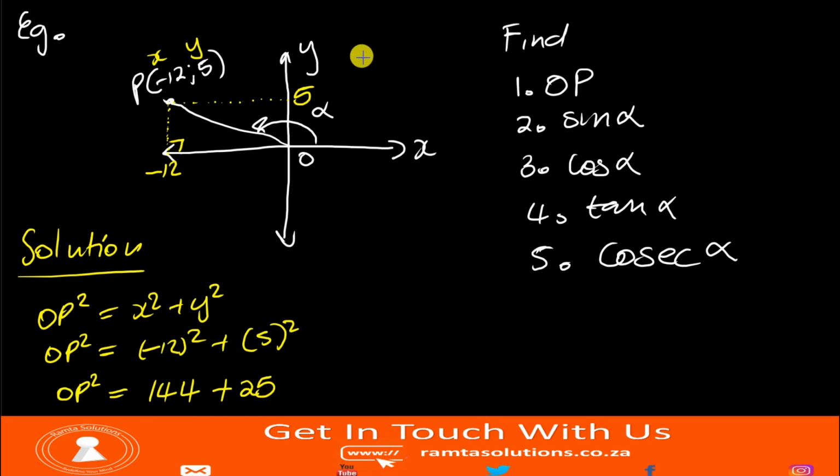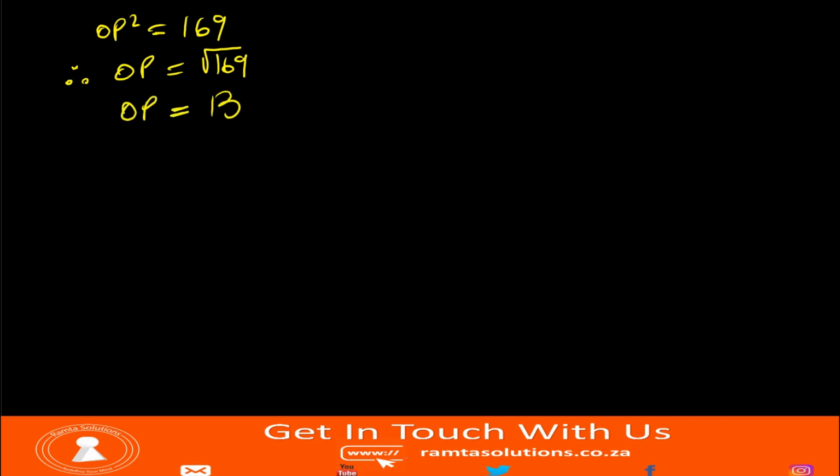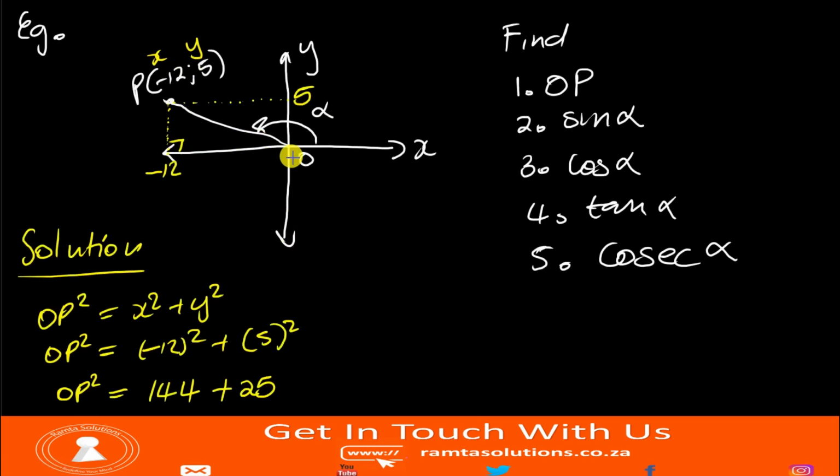So, OP squared equals 169. Therefore, OP is the square root of 169. What is the square root of 169? It is 13. So what you have now is your hypotenuse, adjacent, and opposite.